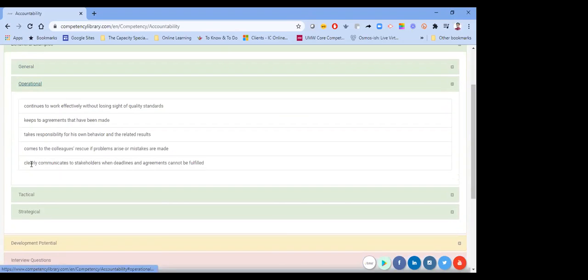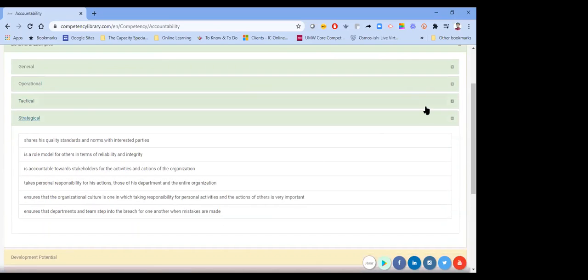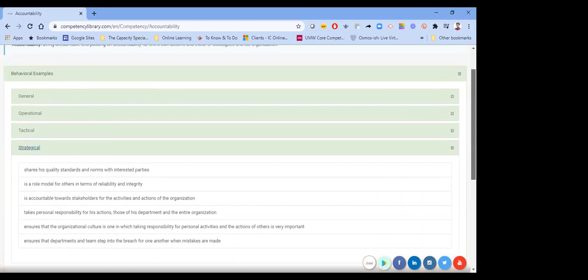At the operational level, continues to work effectively without losing sight of quality standards. Now, this person is better than the general person. So if you just join the company, when we do performance management, we do assessment, we might find you to be general because you're still getting used to the job. Maybe after a year or so, you are at operational level, level 2. After that, you go up to tactical level. And then last but not least, you come up to leadership level. So this usually is still tactical, is still in the team. Strategical is when you start becoming a team lead. So 4 different levels of capability under one competency.